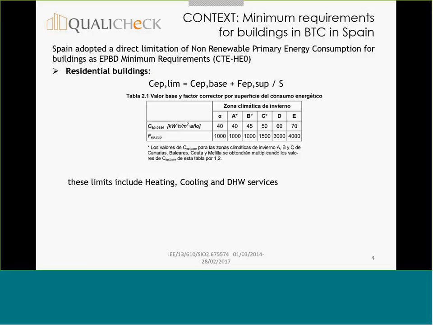Spain adopted a direct limitation of the non-renewable primary energy consumption for buildings as the minimum requirements for the Directive for Energy Efficiency of Buildings in the section HE0 of the Building Technical Code. This is different for residential and tertiary buildings. For residential, we have a formula, you see, which is fixing the maximum amount of energy that can be consumed, including the heating, cooling, and domestic hot water services.